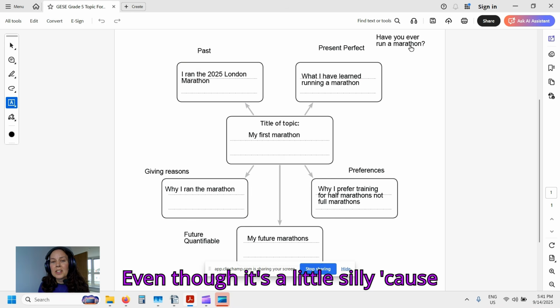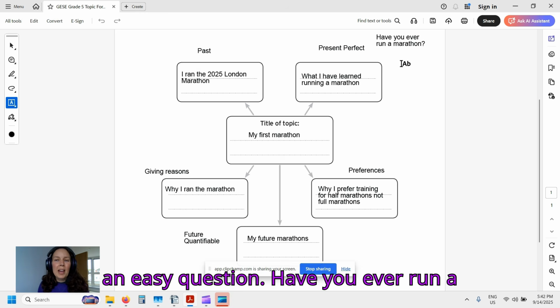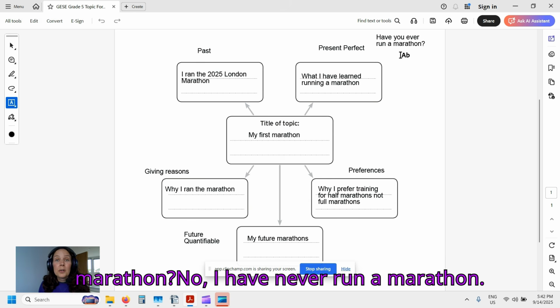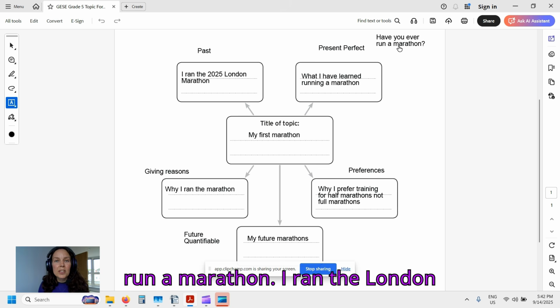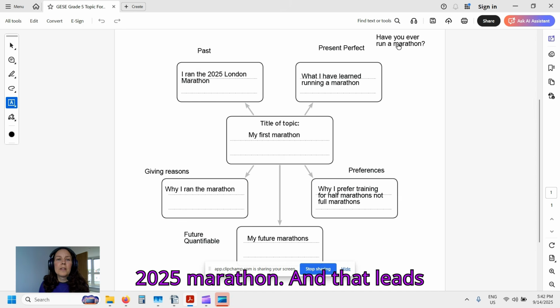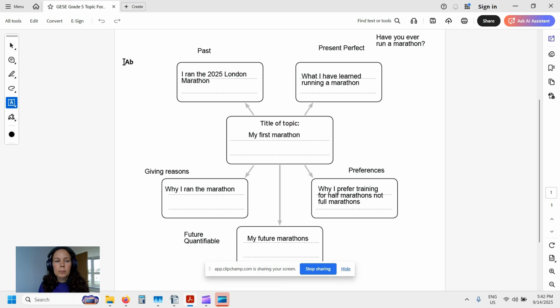Even though it's a little silly because the topic is my first marathon, it's an easy question. Have you ever run a marathon? No, I have never run a marathon. Have you ever run a marathon? Yes, I have run a marathon. I ran the London 2025 marathon. And that leads me right into my simple past point.